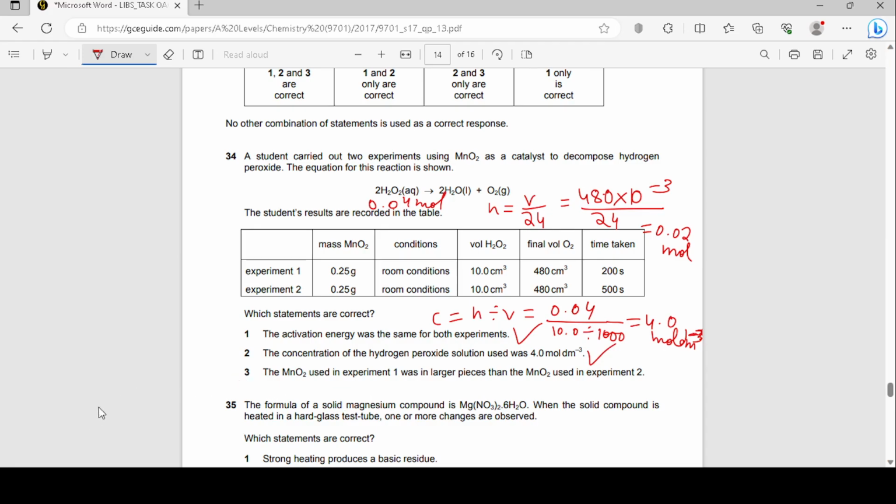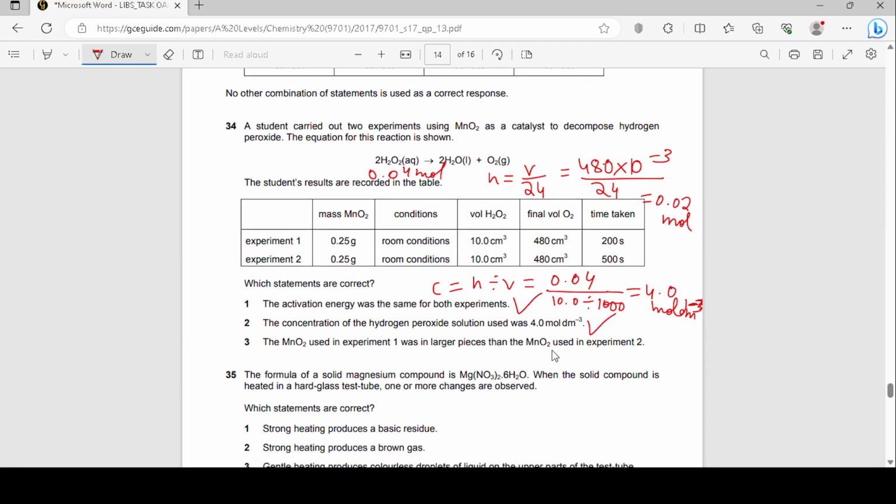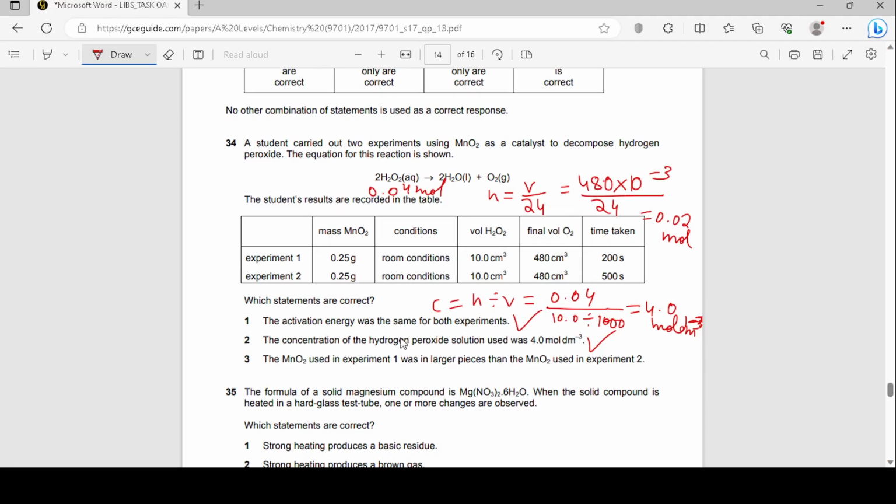Right. Now, the MnO2 used in experiment 1 was in larger pieces than the MnO2 used in experiment 2. Okay, 0.5 grams, room conditions, 10, 480. The only difference is the time taken, right? So obviously, if this is taking a longer time, then there must have been less. Yeah, it's very possible that there was less surface area of the catalyst available to react.